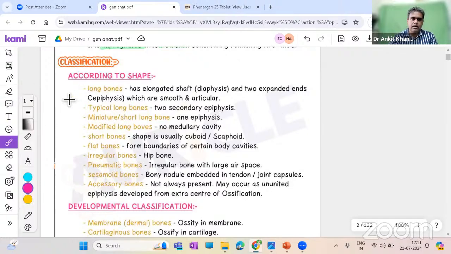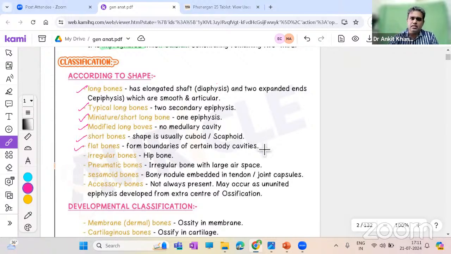For example, long bones are there. Examples: humerus, radius, ulna, femur. They are long bones. So it has a shaft. It has epiphysis. Typical long bones have two epiphyses. Miniature long bones are like your metacarpals or metatarsals. These bones over here, 1, 2, 3, 4, 5, 5 metacarpals. These are miniature long bones. Modified long bones, they don't have any medullary cavities. Say, for example, a clavicle is a modified long bone. Short bones are the bones of, say, carpals over here, 8 carpals. Mainly 7 carpals are there, but the 8th one is a sesamoid bone. So you have scaphoid, lunate, triquetral, trapezium. All those are short bones.